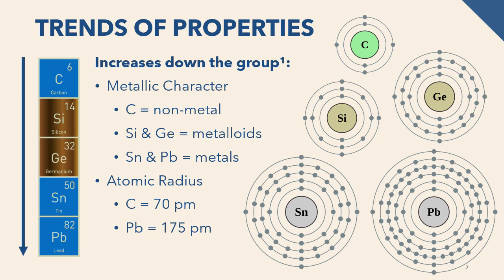Speaking of atomic size, there's a clear increase in atomic radius as we move down the group. This happens because each element adds a new electron shell, making the atoms progressively larger. For perspective, carbon's atomic radius is only about 70 picometers, while lead's is nearly twice that at 175 picometers. This size difference dramatically affects other properties, which we'll see in the next slide.